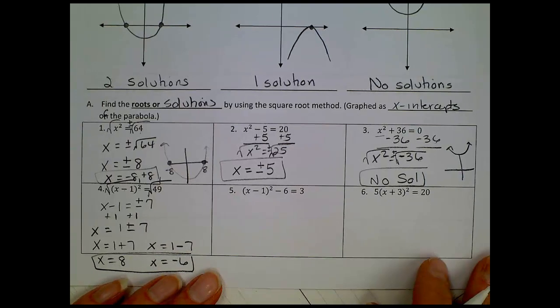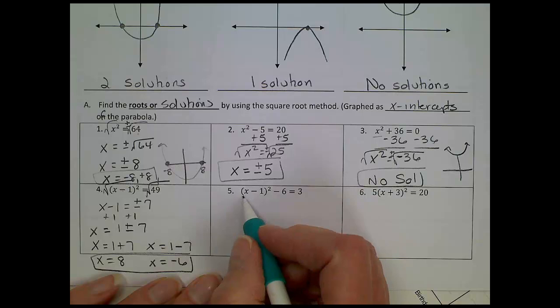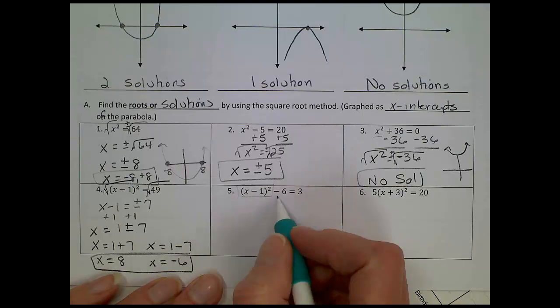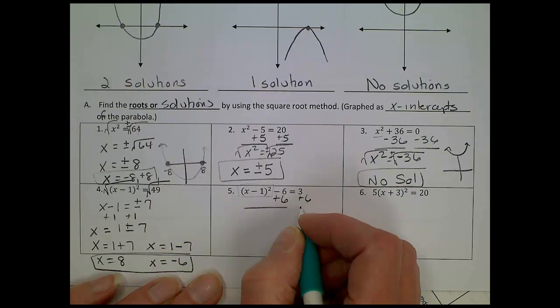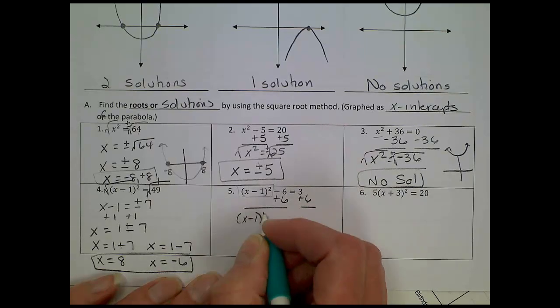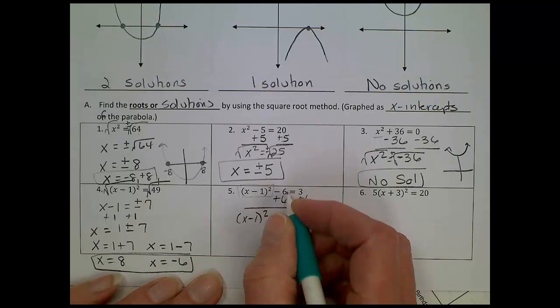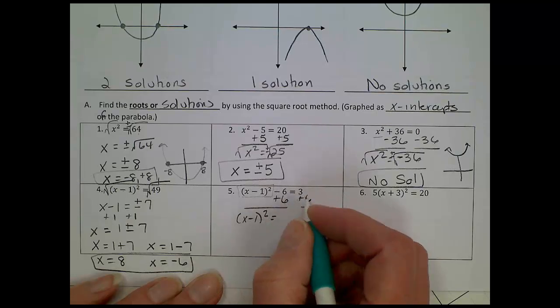Number 5 is a little different. My x squared term's not isolated, so I have to get rid of 6 first. Since it's being subtracted, we're going to add it. Well, x minus 1 quantity squared. 6's cancel. 3 plus 6 is 9.